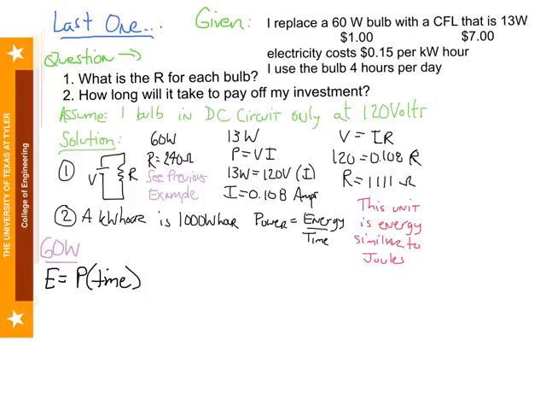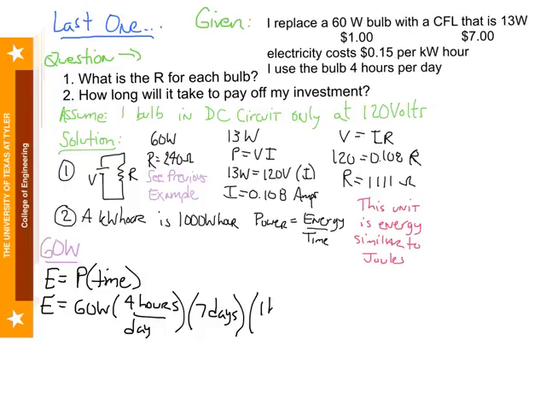So let's look at the energy use in a week. Energy equals 60 watts times, let's see, we're going to use that bulb 4 hours per day, right? And there's 7 days in a week, and there's 1 kilowatt per 1,000 watts. So we can actually cancel out.